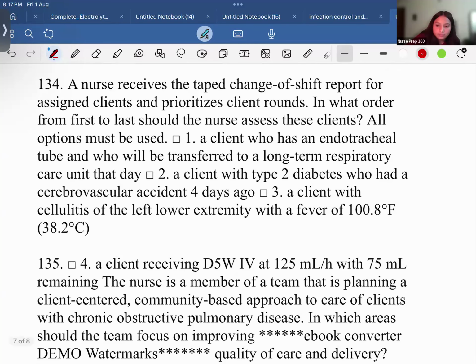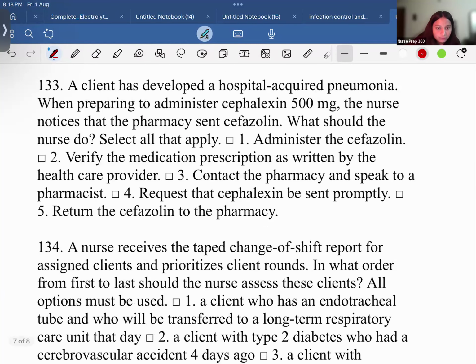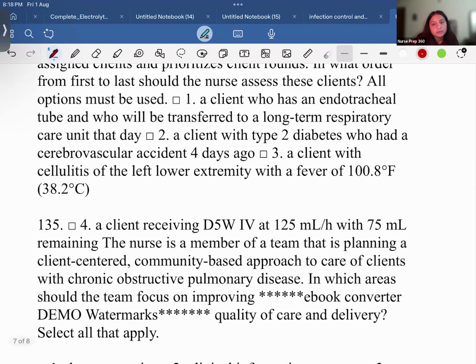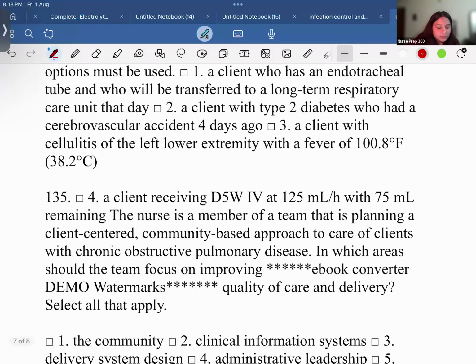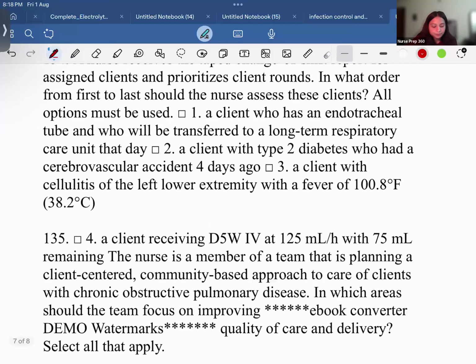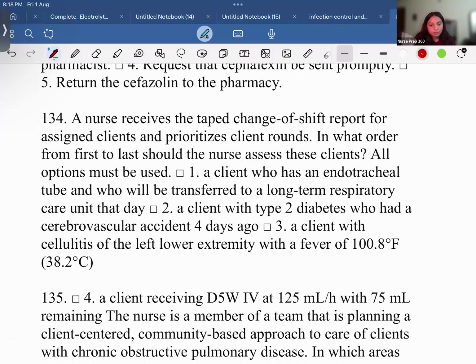Next, 134. The answer is 2, 3, 4, 5. Except 1, everything is the answer. Okay. Can anyone read this question number 134 for me? Yes, ma'am, read it.